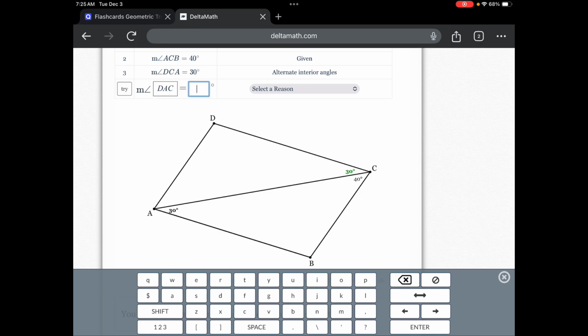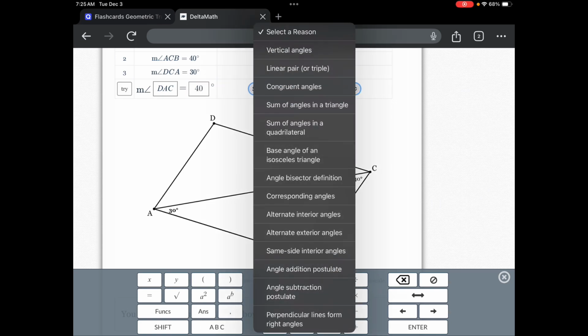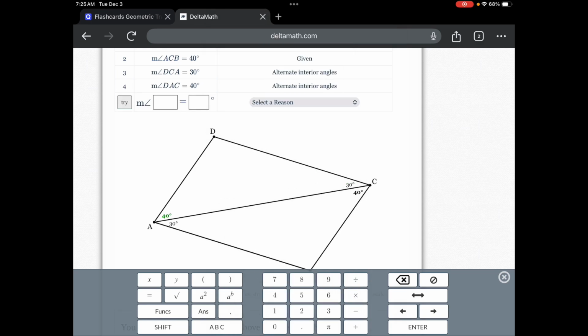And that's going to be 40 degrees. And for the same reason, right? I'm going to use alternate interior angles again. Click try. Boom, there it is.